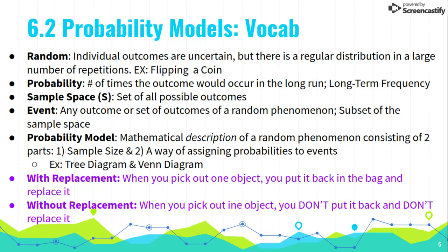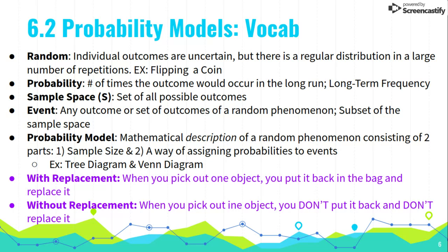So random just means that individual outcomes are uncertain, but there is a regular distribution in a large number of repetitions. In short, you can't actually say what's next because of the large distribution of the outcomes in a number of repetitions. Probability is the number of times the outcome would occur in the long run. It's like a long-term frequency.